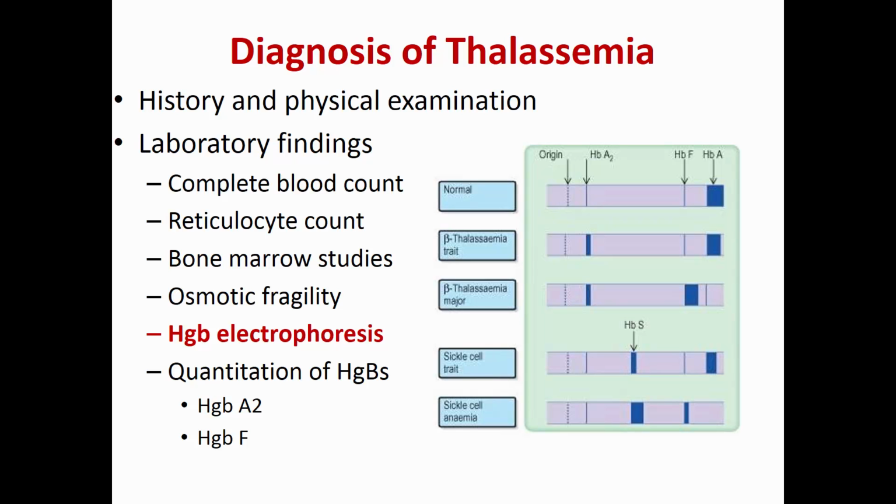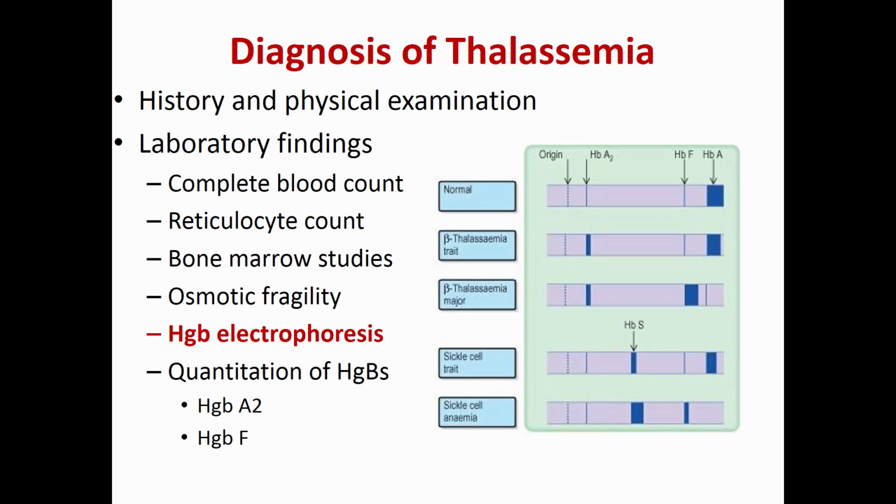Are you going to have any A? If you have thalassemia major, are you going to have any A? What is A? 2 alpha and 2 beta. Are you going to have any beta to put in there? No. What else are you going to have? Look at the amount of F that you have in here. Your F is going to significantly increase. Your A2 is going to be increased.